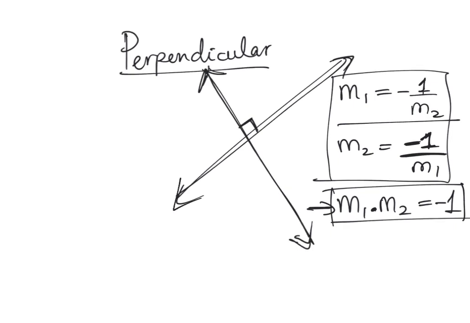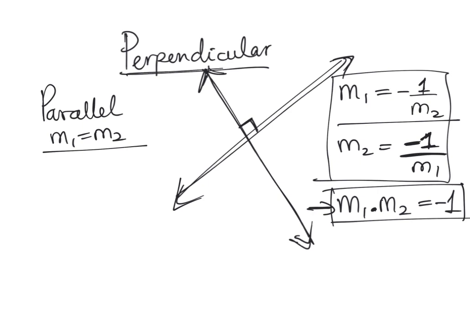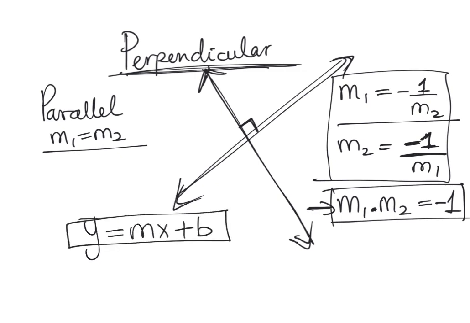Okay, so we've talked about parallel lines where their slopes are equal. M1 is equal to M2. And we've talked about perpendicular lines where the slope of one times the slope of the other one is equal to negative 1. It is always important to solve and put your equation in the form of y is equal to mx plus b. So y is equal to mx plus b is what you want to do when you're trying to look at what the slope is.